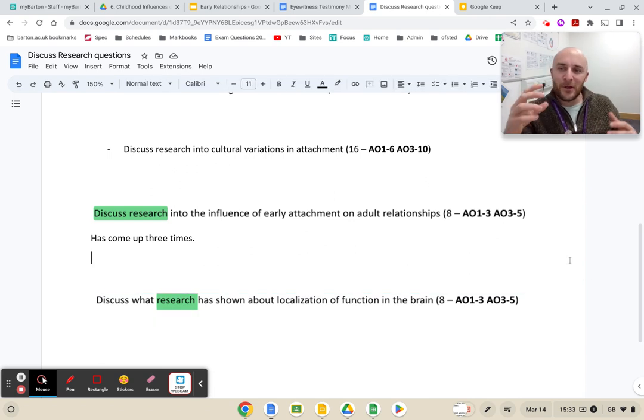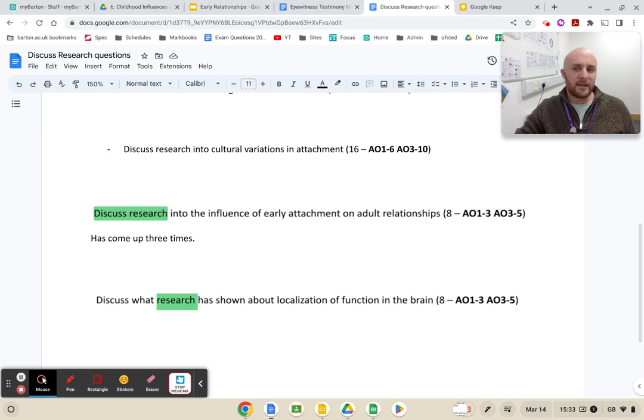Again, students only know Sperry, and they don't even know that well. Discuss what research has shown about the localization of function in the brain. Sperry looked technically at lateralization of the brain, but you need to know a couple of pieces of research here. McGuire is quite a good piece of research. McGuire is a particularly good piece of research to use. So make sure you look at McGuire et al. 2000 about the London taxi drivers, but you also need to know another couple of pieces of research as well.